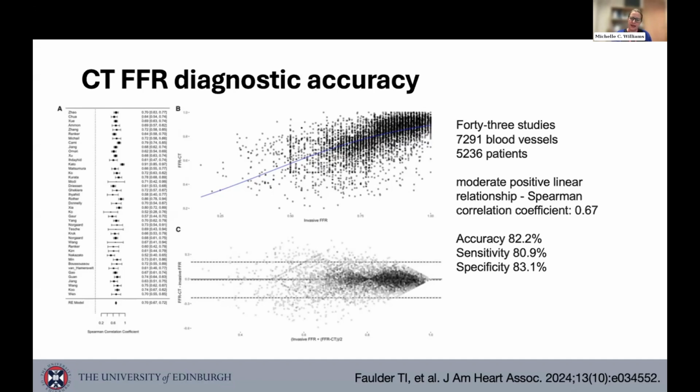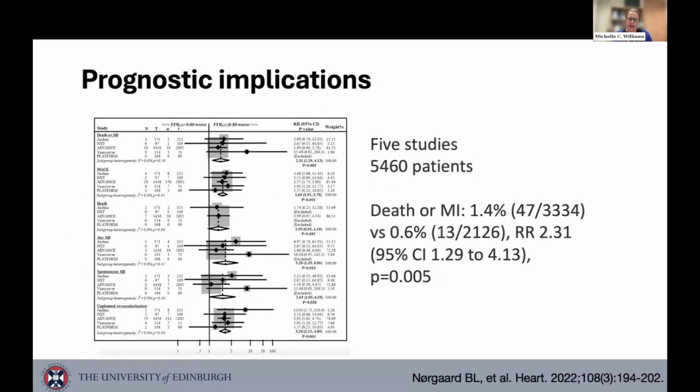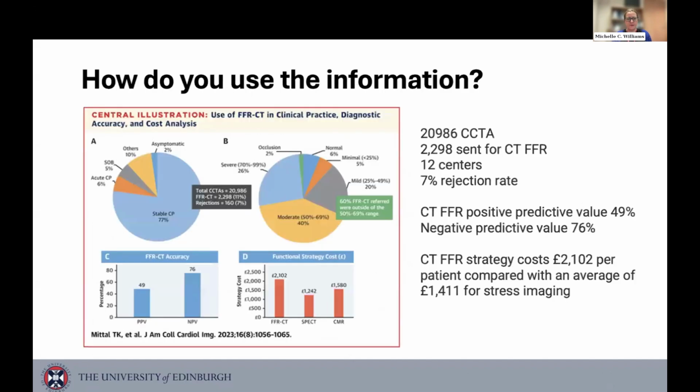Accuracy about 0.82 overall, with a sort of drop off towards your heavier calcified vessels in particular. And a meta-analysis that Bjarne Neugaard did showed that it has a variety of different prognostic implications across the different studies, predicting death, MACE, spontaneous myocardial infarction, and unplanned revascularization.